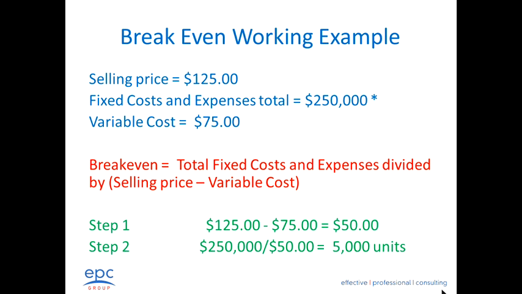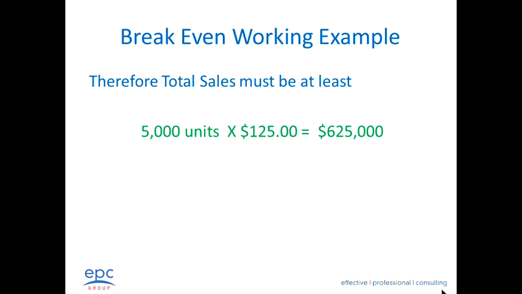If you want to click one more time, Carla, perfect. All right. So step one, 125 minus 75 gives you 50. And we take the $250,000 of the fixed costs and expenses and divide that by the $50 gross profit that we get. That means that this particular business has to sell 5,000 units to break even. Click to the next slide.